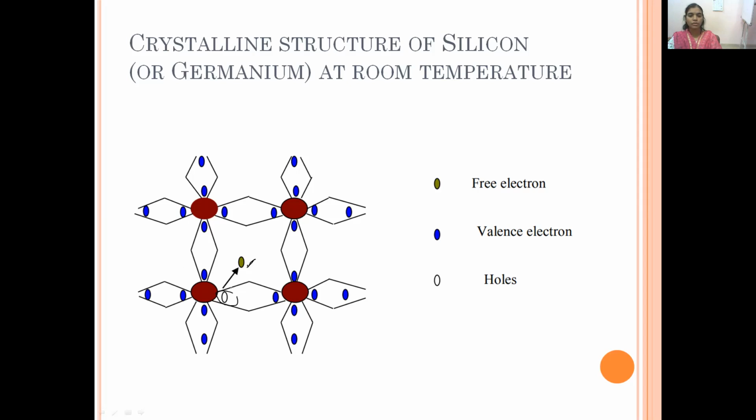See, this is a covalent bond; due to the thermal energy, here a vacancy is created, and such a vacancy is called a hole. It carries a positive charge and moves under the influence of an electric field in the direction of the applied electric field. The number of holes is equal to the number of electrons, since a hole is nothing but the absence of an electron.